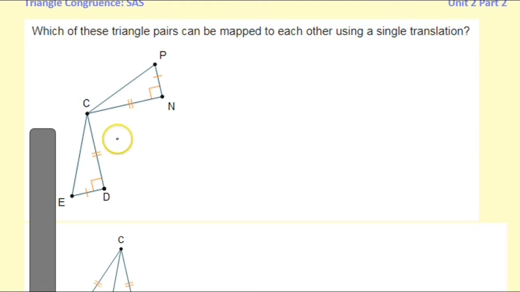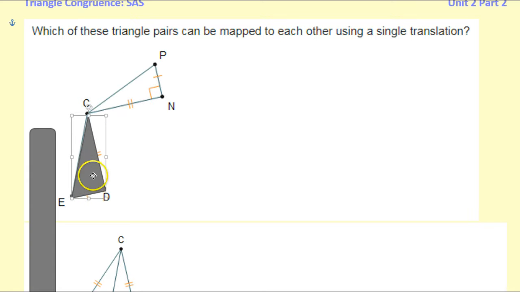So in one of these pairs, you can move one triangle to the other by a single translation. Now understand that a translation is just a slide. So here I've copied the lower triangle. A translation would mean that I can move one triangle and make it match to the other simply by sliding it across the page like this.